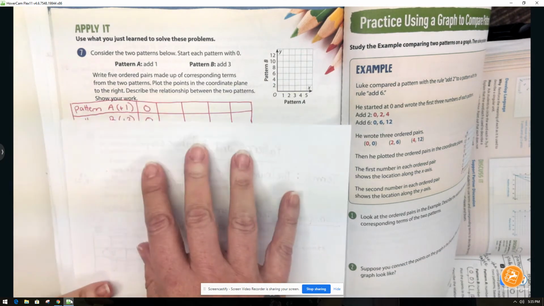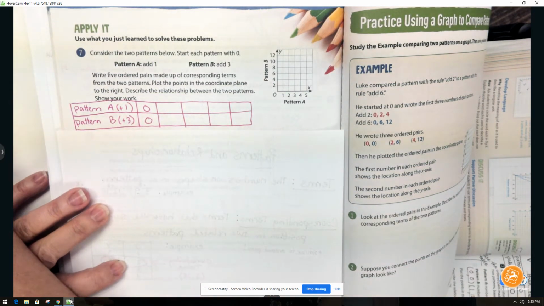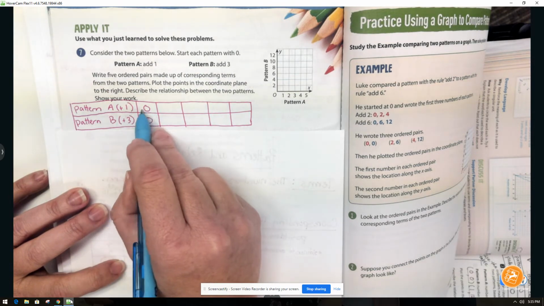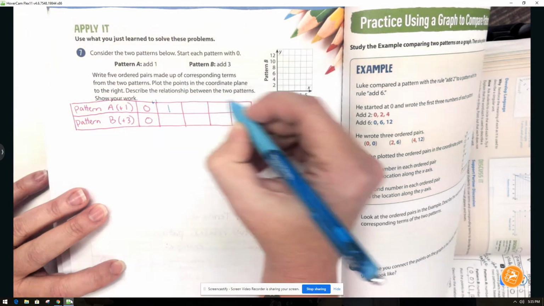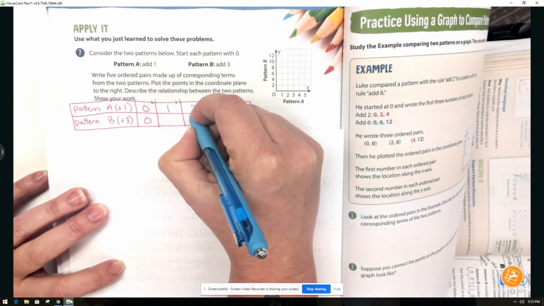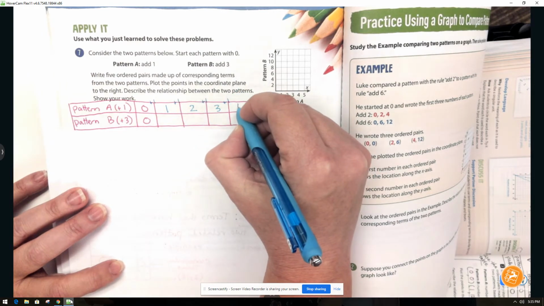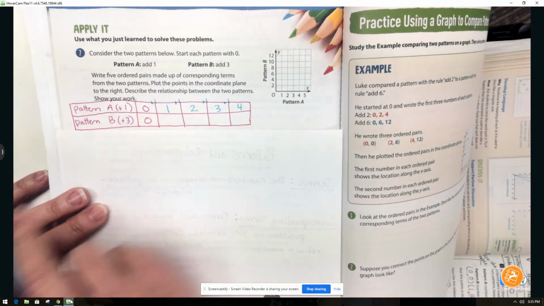Show your work. So, first of all, let's go ahead and fill out pattern A and pattern B. So, pattern A, we add 1. So, if we start at 0 and we add 1, we're going to move to 1. If we add 1 again, we'll go to 2. We add 1 again, we go to 3. We add 1 again, we go to 4. Each time we move over, we add 1 for pattern A.